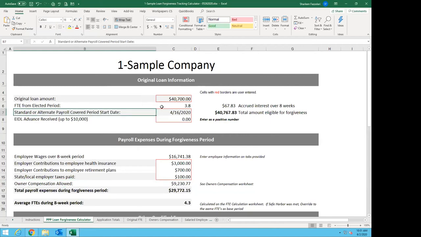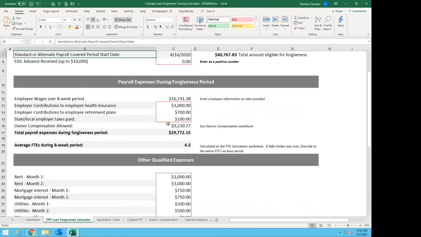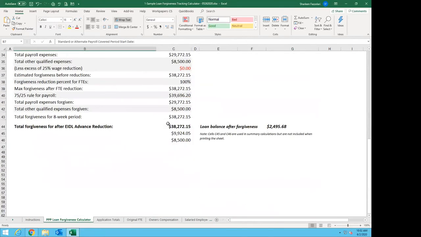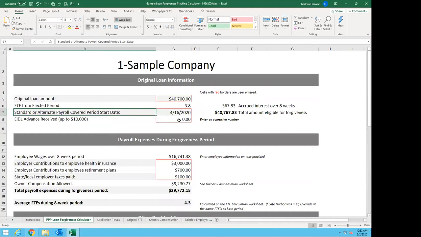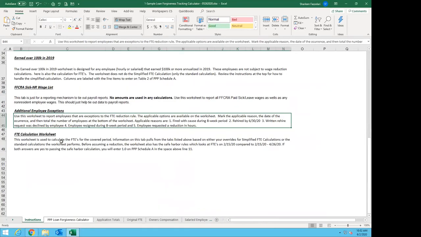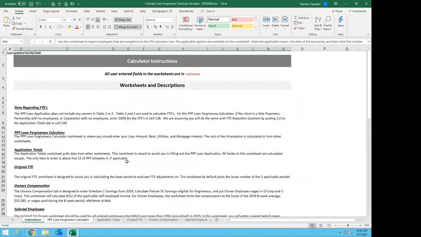For those that have been following the calculator with us from the beginning, it started out as a simple 1-page calculator, and this here is kind of what it looked like. Very basic, but it has now evolved where there are probably about 10, 11 tabs on here. We have instructions at the beginning that go along with each of the tabs that you can reference back to see how they relate to each of the tabs.